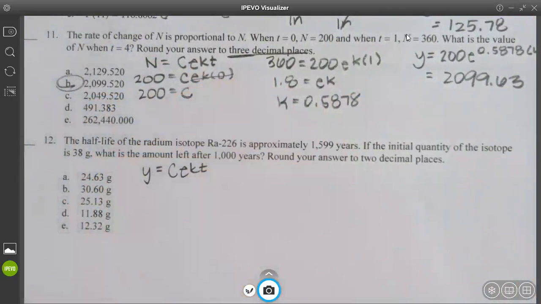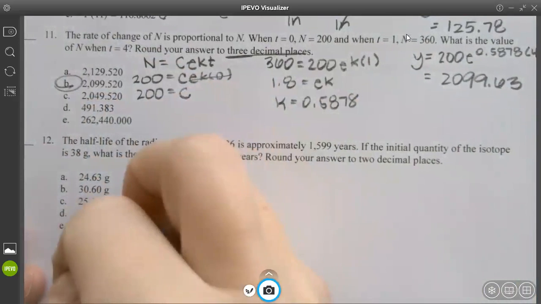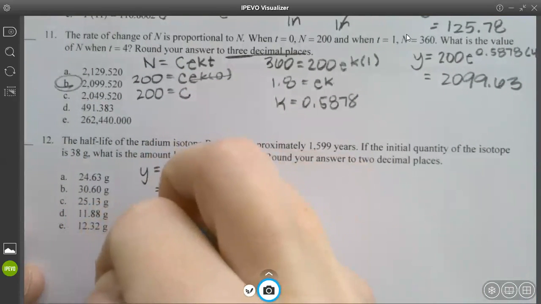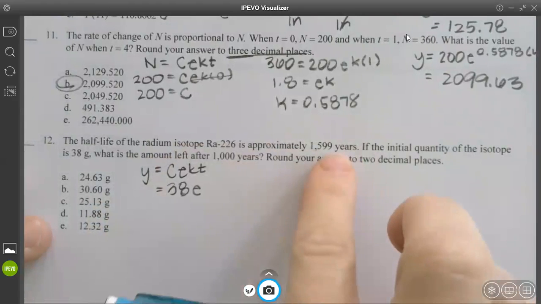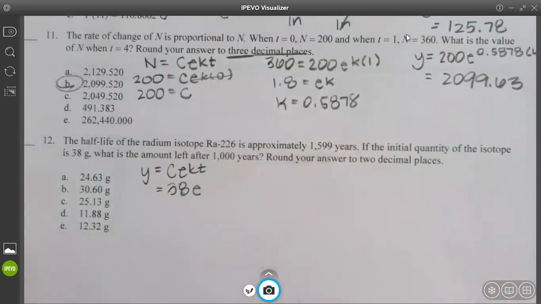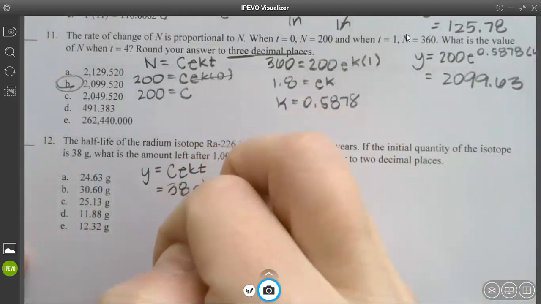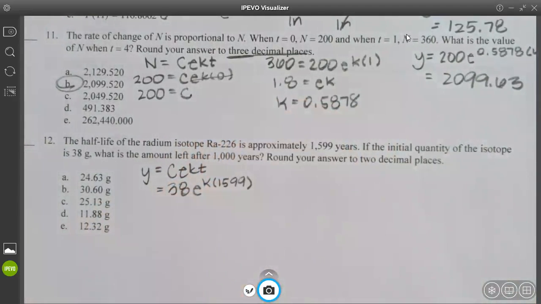Same thing. It told us how much we started with, right? How much should we start with? And then it tells us our half-life, which is 1599. So that's our T. We don't know our rate. If it's a half-life, how much am I gonna have left? I had 38, it's 19.